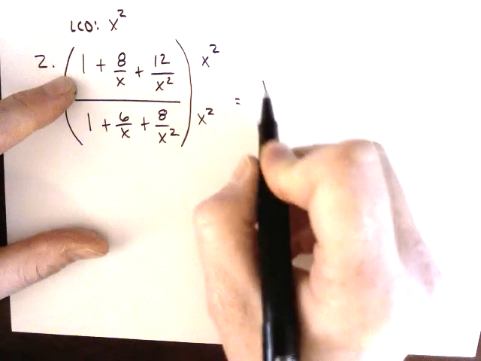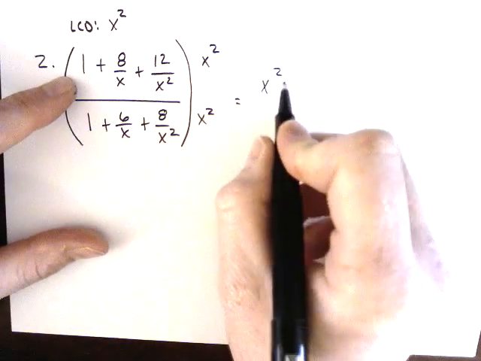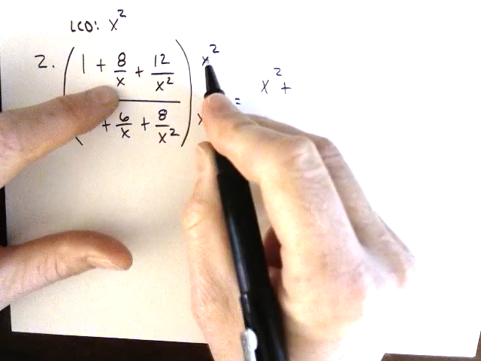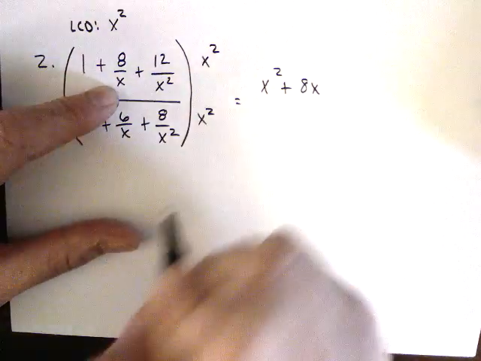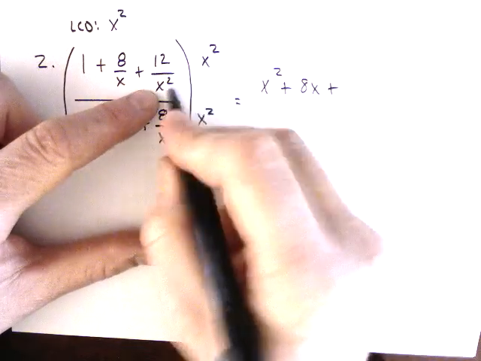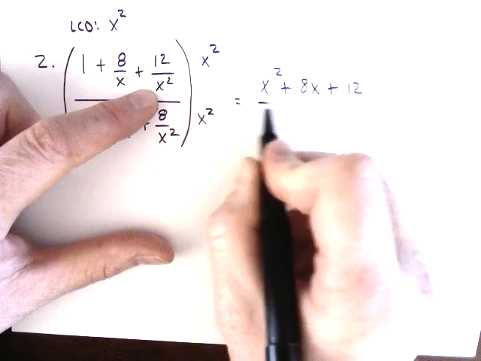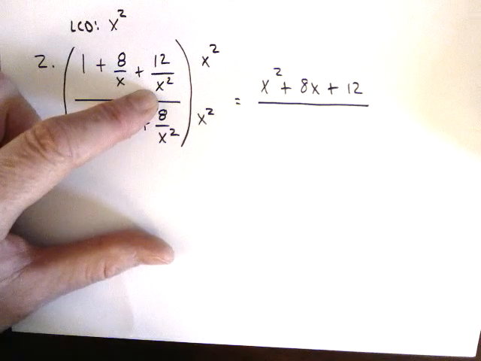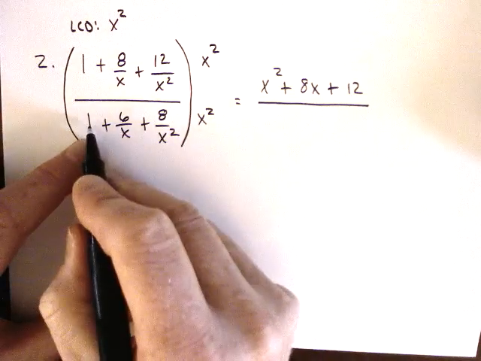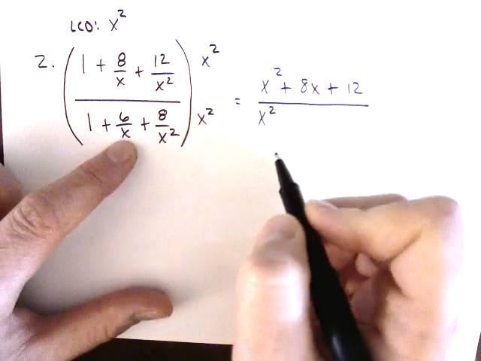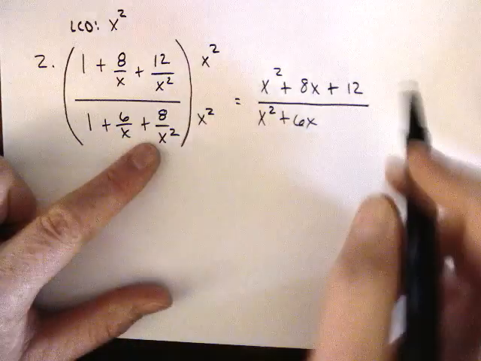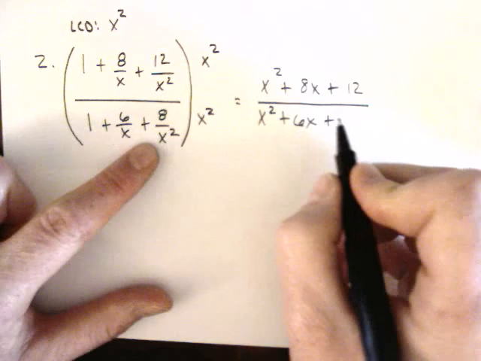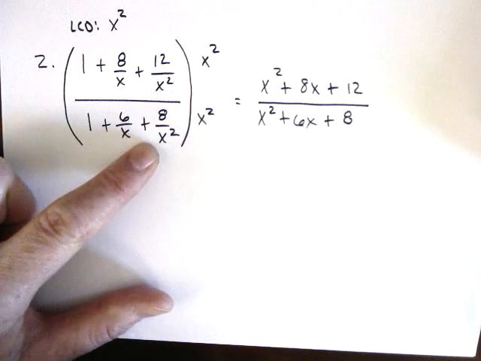So 1 times x squared is x squared. 8 over x times x squared is just 8x, because an x will cancel out. And the x squareds cancel out in this last term, so you're just left with plus 12. Here, 1 times x squared is x squared. The x will cancel, so you're left with a 6x. And the x squared will cancel, so you're left with an 8.